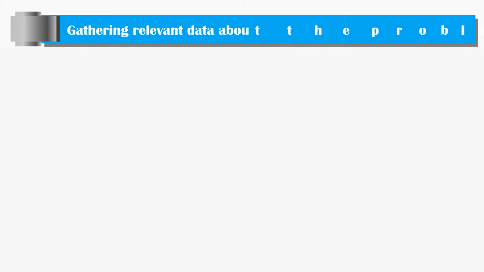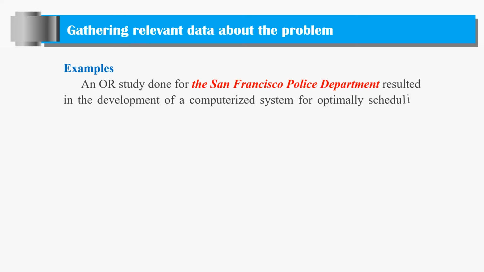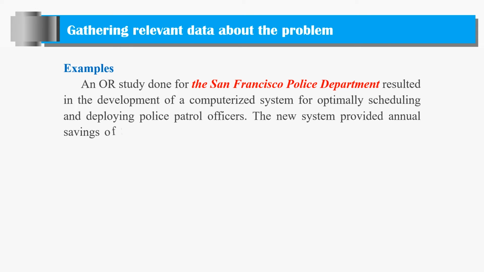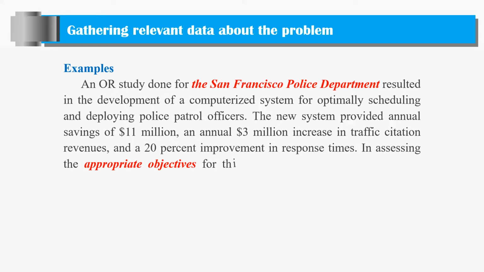Second, gathering relevant data about the problem. For example, an OR study done for the San Francisco Police Department resulted in the development of a computerized system for optimally scheduling and deploying police patrol officers. The new system provided annual savings of $11 million, an annual $3 million increase in traffic citation revenues, and a 20% improvement in response times.